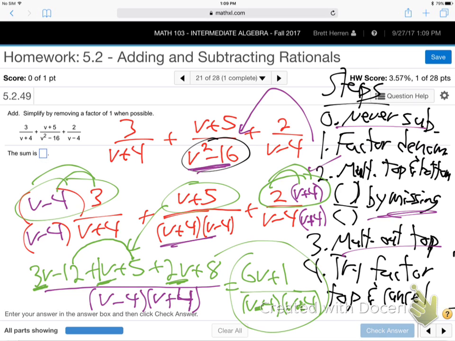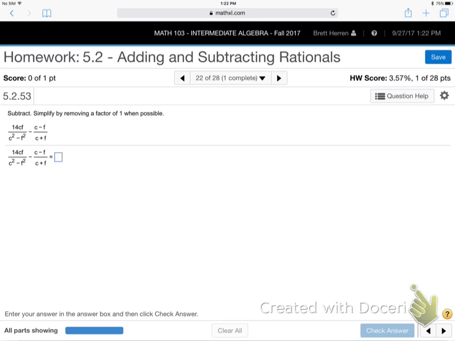Yeah. All right. We good? Questions on that one? That good? Okay. So we've got 14CF over C squared minus F squared, minus C minus F over C plus F.